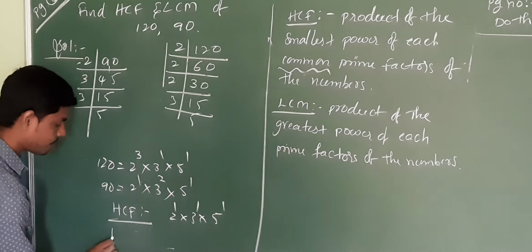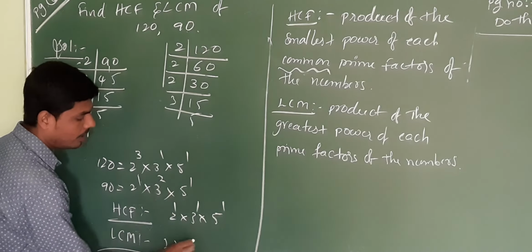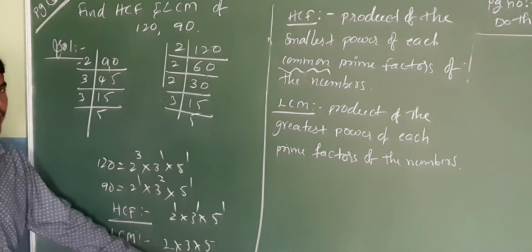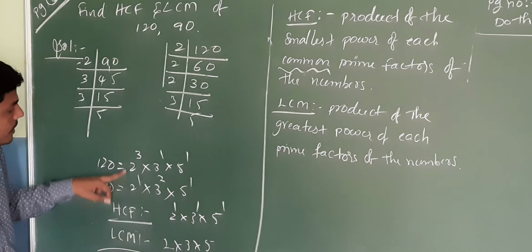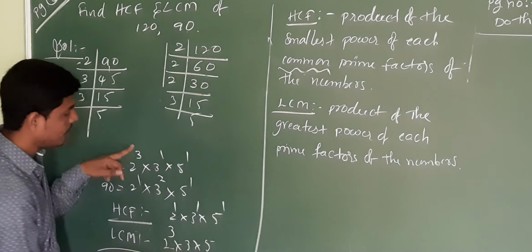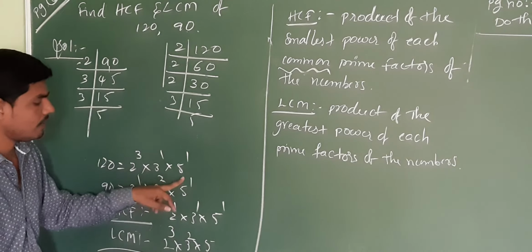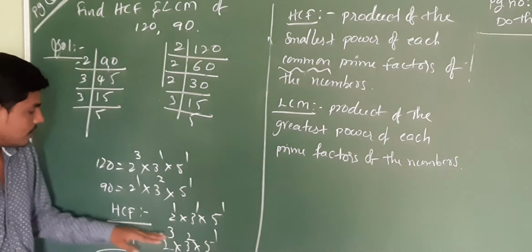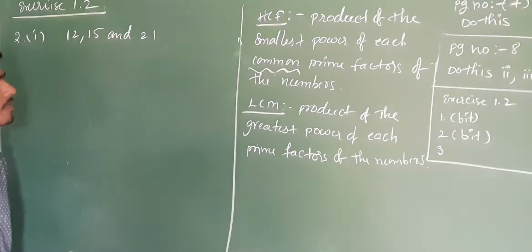Next, LCM: 2 into 3 into 5. All factors I am taking, but we should take the greatest power. For 2, which is greater? 3. For 3, which is greater? 2. For 5, which is greater? Both are equal, so 1. Now this is the HCF and this one is the LCM.